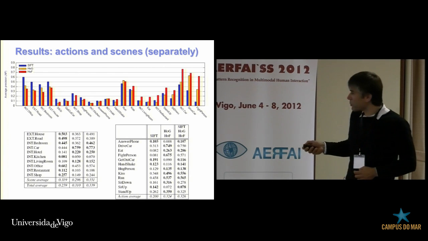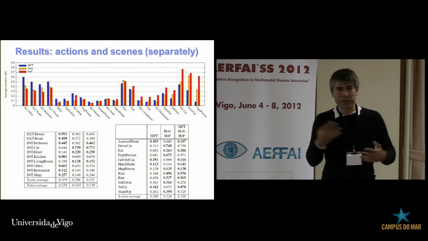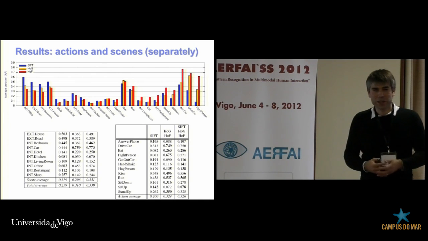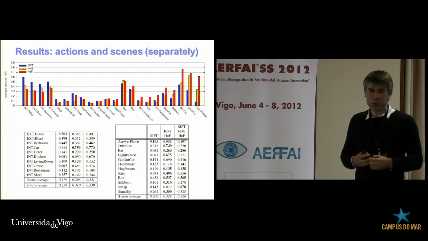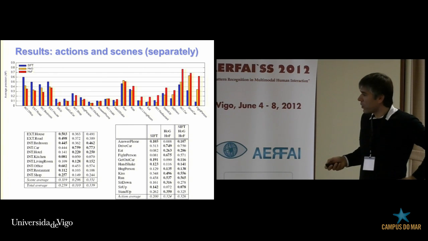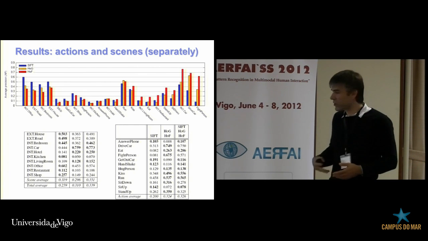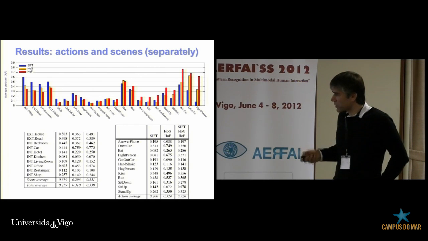So there is one exception. Entering a car works very well with dynamic features, and this is probably because of the motion in the window. When we have a driving scene, there is lots of motion in it. So this is natural. It's also quite usual that when you combine descriptors, performance goes up a little bit. So that's what we see.